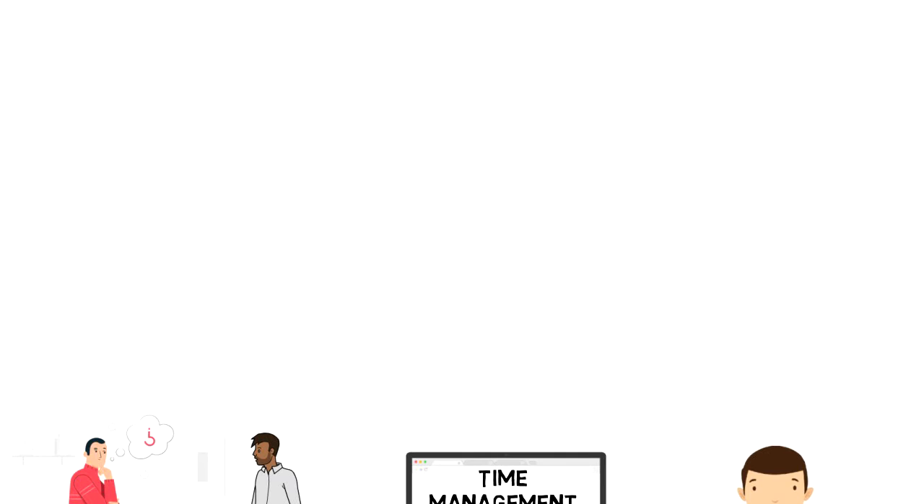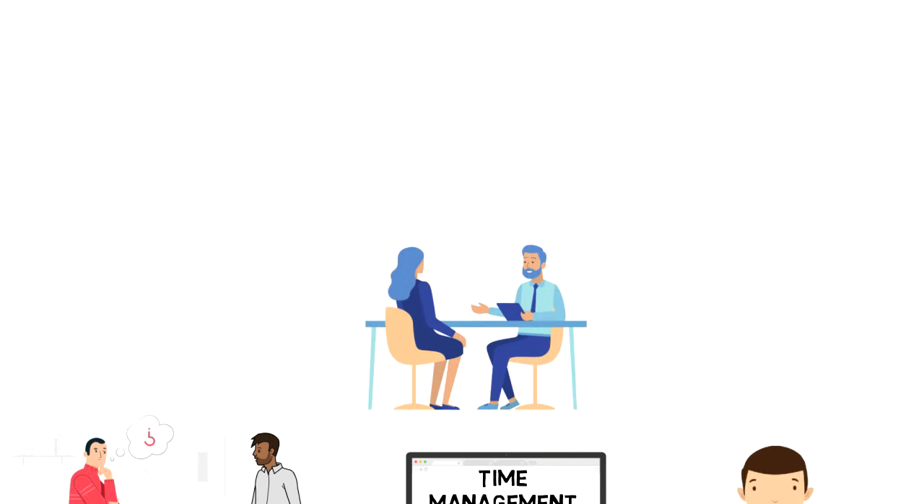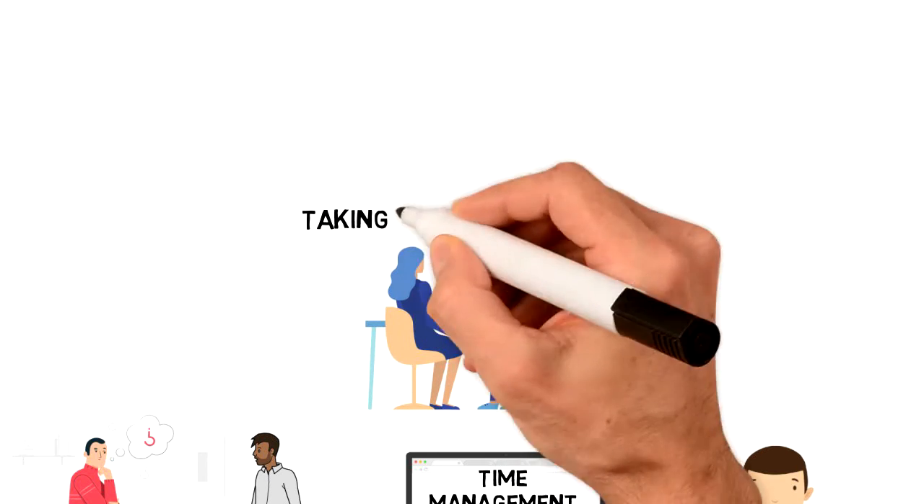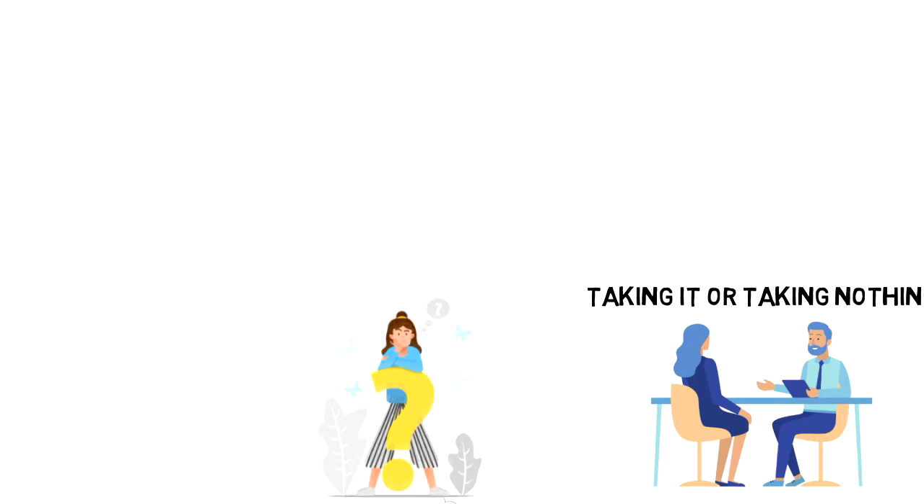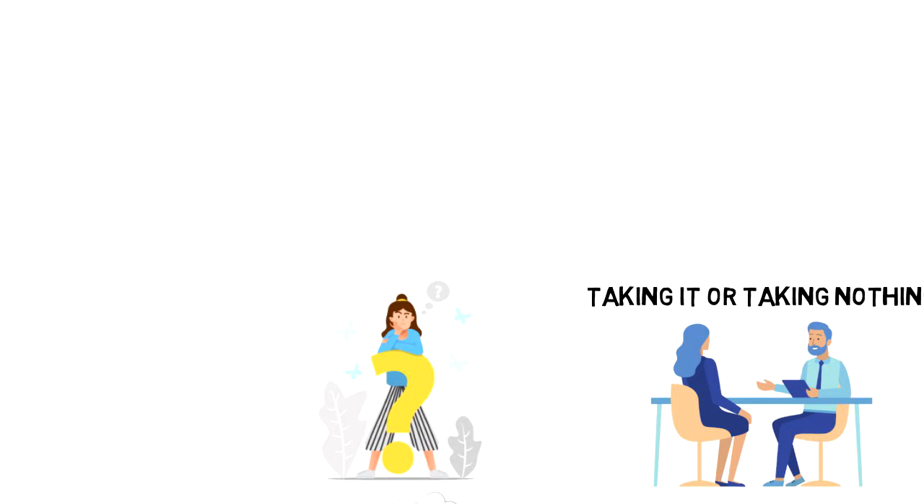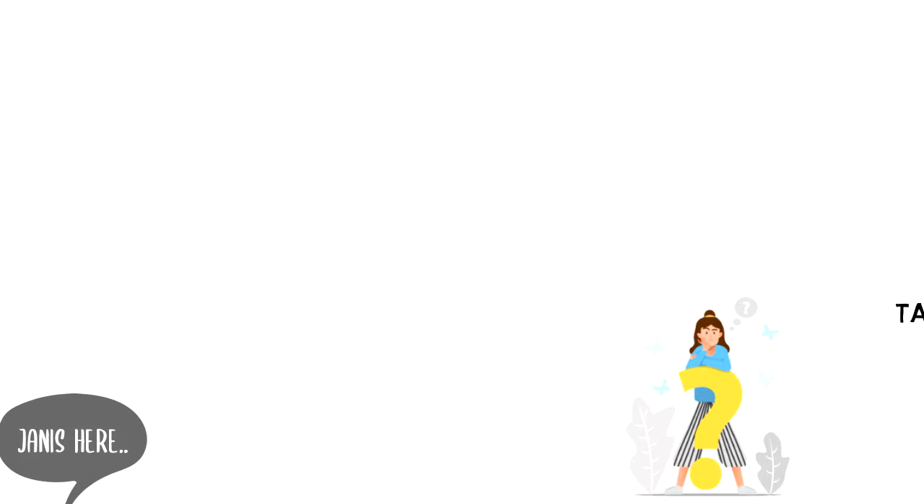Hobson's choice is a free choice in which only one thing is offered, and because a person may refuse to accept what is offered, the two options are taking it or taking nothing. In other words, Hobson's choice could be described as taking what is available or nothing at all.